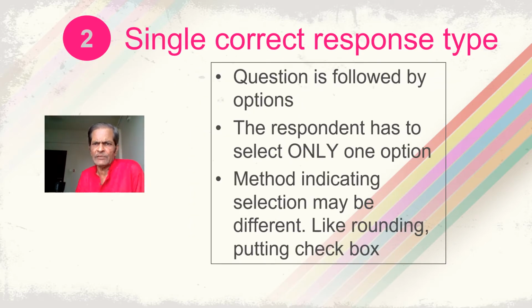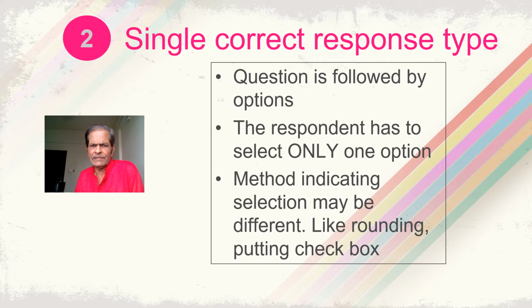The single correct response type is the most popular type of closed-ended question. Here the question is followed by the options, and the respondent has to select only one option. There may be 2 or 3 or 4 or 5 options, but the respondent has the freedom of choosing only one of the options that are given.